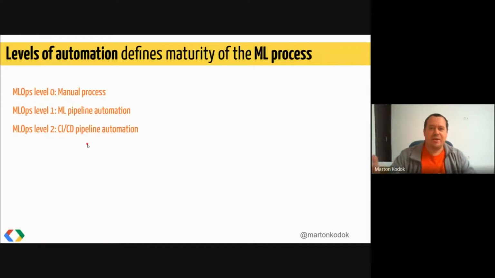So, if we need a quick overview of the levels of automation that define the maturity of the machine learning process, we could identify 3 levels. Those are the manual process, when you trigger building, training, and deploying a model manually. Then there is the pipeline automation, when all these are happening automatically, and there is the CI/CD automation.